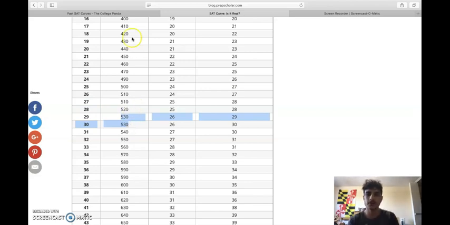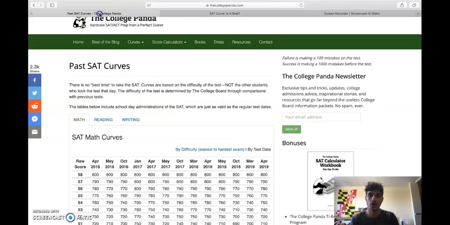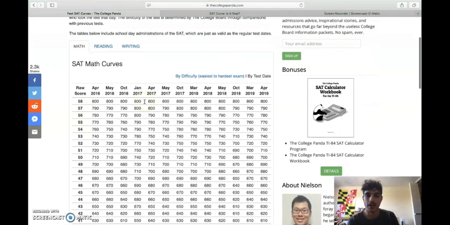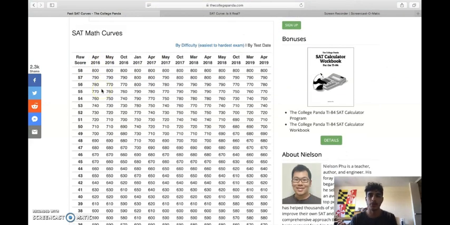So let's look at a more analytical perspective. If you go on College Panda, and I actually have a College Panda book in my description if you guys want to download it, it's for math and it's really helpful. They have a breakdown of the past 3 years of SAT tests, not all of them, but the April, May, October, January cycle, and they show you how SATs were scored that year. If you look at 57 out of 58, which is just one wrong, sometimes you got 790, sometimes you got 800, and that was actually my case.